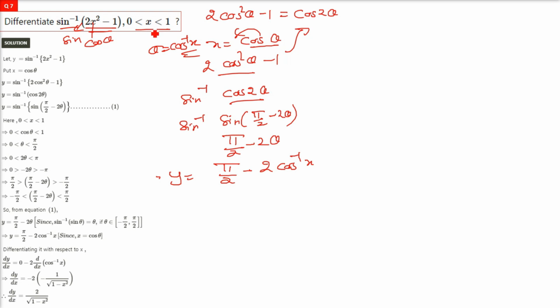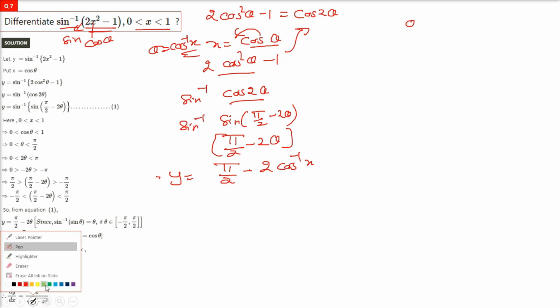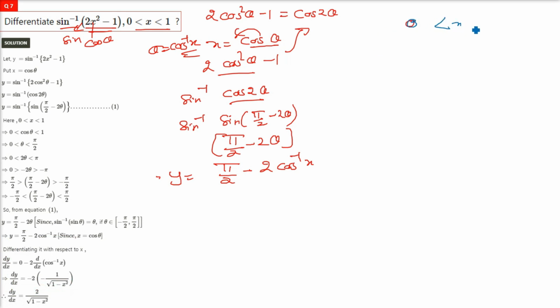X is between 0 and 1. So pi by 2 minus 2 theta, whole of this you have to check between 0 and 1, because that is what the question is saying. Theta is being introduced by us. It is our responsibility to show that theta is also between this boundary. So cos theta is what? X. So this is cos theta between 0 and 1.